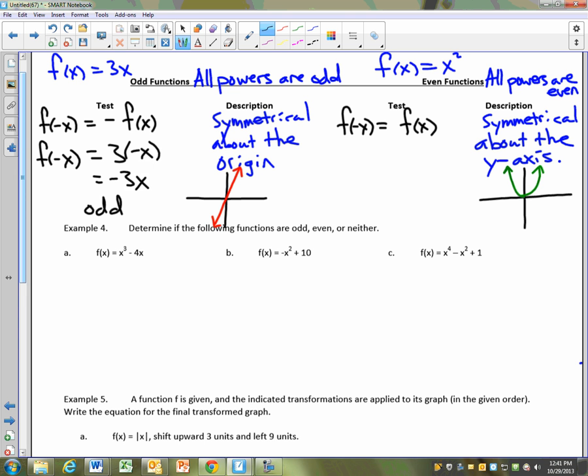Let's look at the graph of x squared. If we plug in a negative, you get f of negative x is equal to the quantity negative x squared. What is negative x quantity squared? Positive x squared. Is that the same as what we started with? Yes. So therefore, it is even.